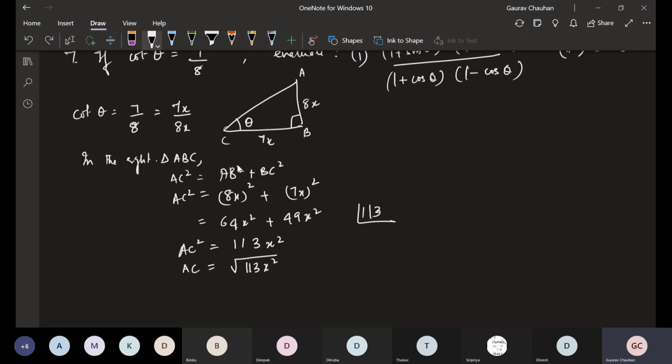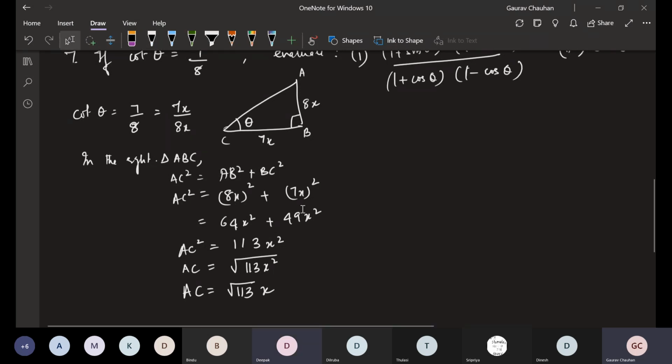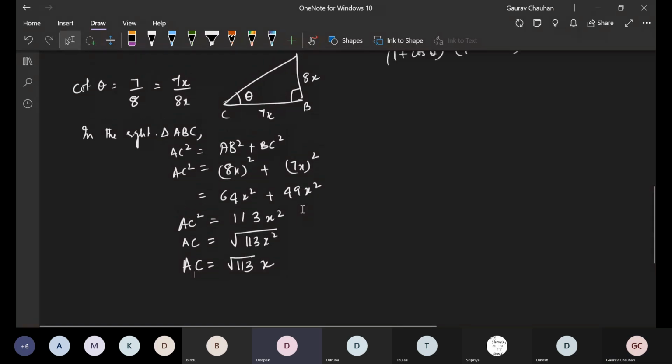Does it go by 7? If I divide by 7, it comes to be 16, remaining is 1. It won't go. 9 also, 11 surely it does not go because 11 squared is 121. It's not going with any number. So most likely it's prime. In any case, I can leave it as root over 113x. Deepak, did you also leave it like this? Yes, sir. Okay, continue. So then we found out that AC is root 113x, sir.